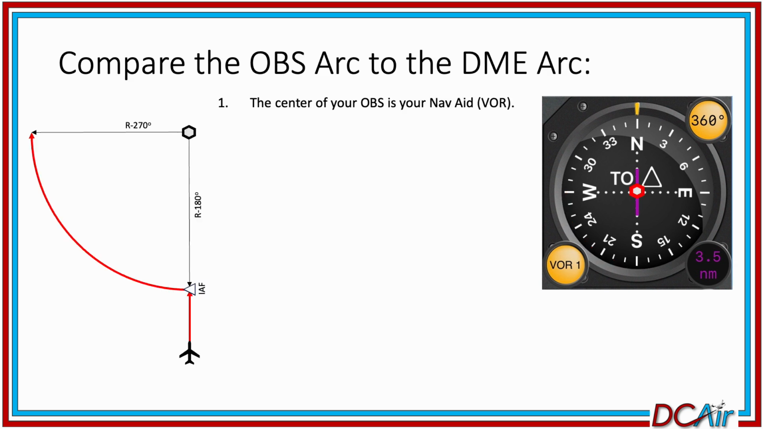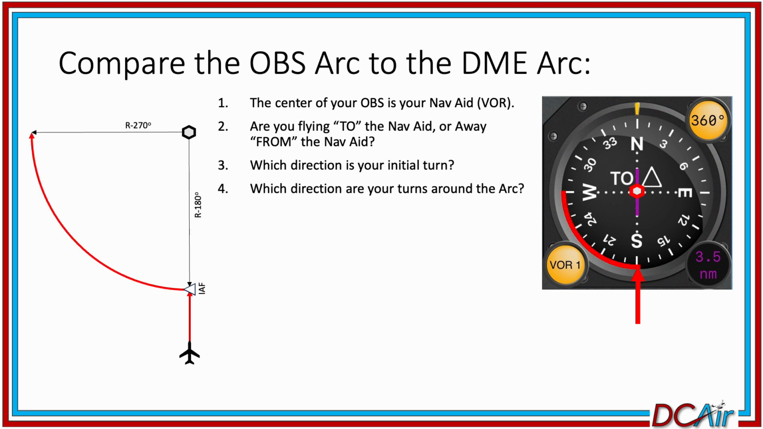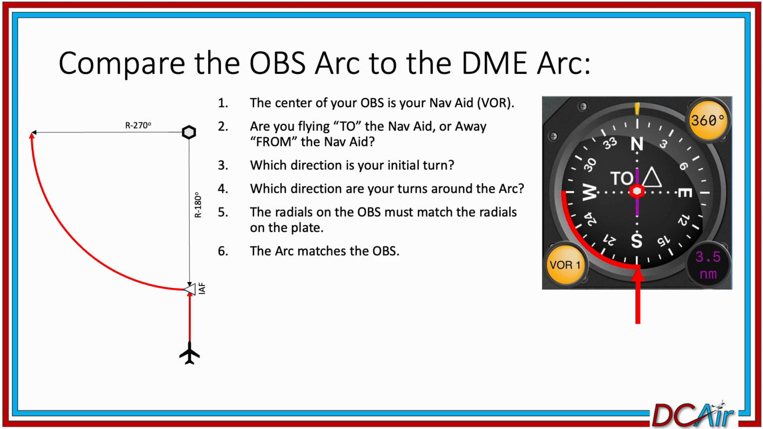For this example, look at the center of the OBS as our VOR. We are flying to the VOR, entering on the 180 radial. At the initial approach fix, our initial turn is left. Then we will make right turns around the arc. Notice that the radials we cross match the radials on the OBS. Now our arc matches the OBS.